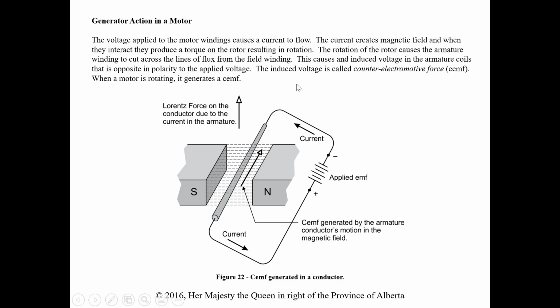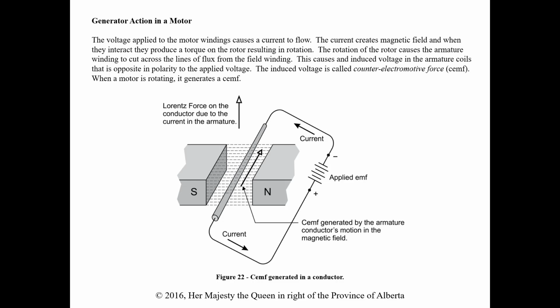So it says the current creates a magnetic field, and when they interact, they produce torque on the motor, resulting in rotation. Okay, so we just talked about that. The rotation of the rotor causes the armature winding to cut across lines of flux from the field winding. So now this starts to rotate based on the Lorentz force on the conductors, start to spin it around within the field. Well, as it spins around, it definitely has a voltage induced into it.